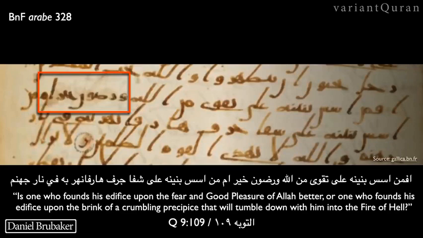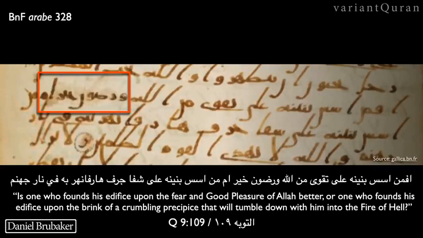Now this is verse 9:109, Tauba 109, and the verse reads, and I'm reading here from the Majid Fakhri translation, is one who founds his edifice upon the fear and good pleasure of Allah better, or one who founds his edifice upon the brink of a crumbling precipice that will tumble down with him into the fire of hell. Allah does not guide the unjust people.